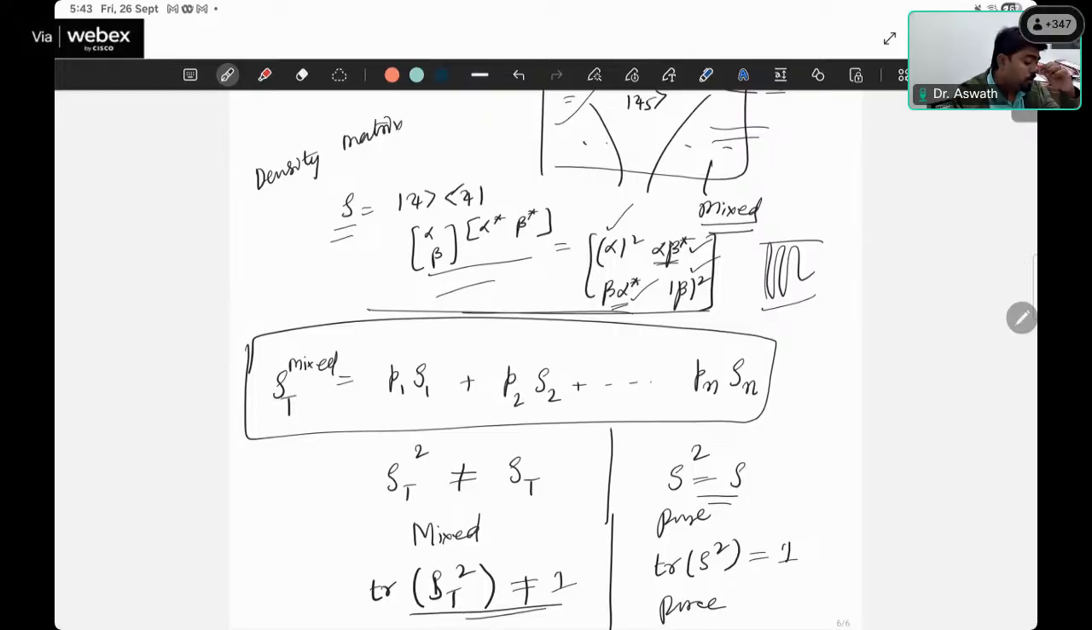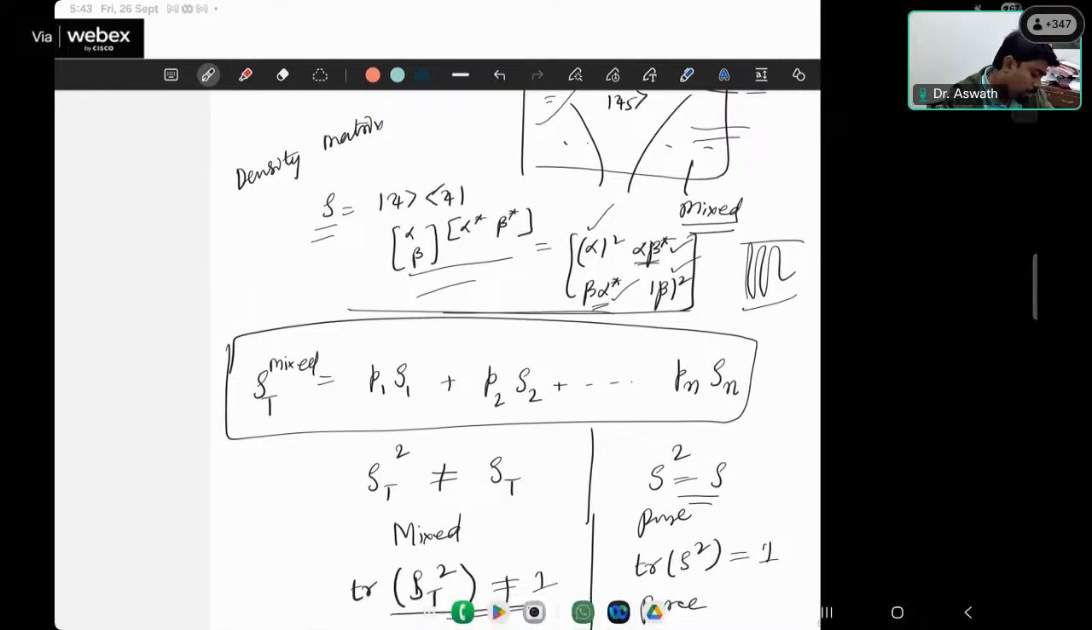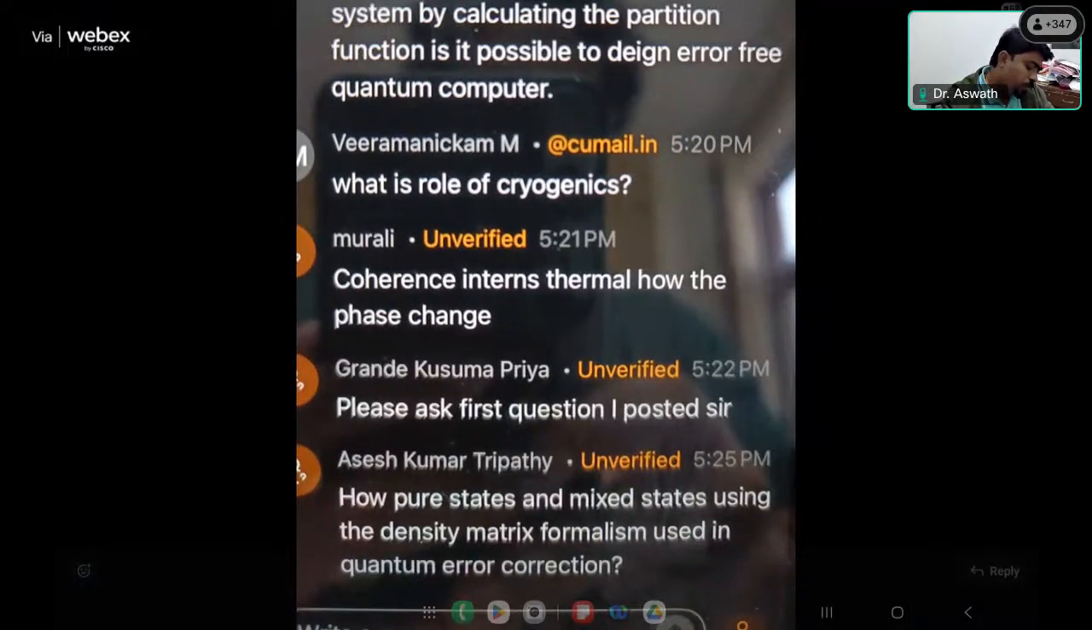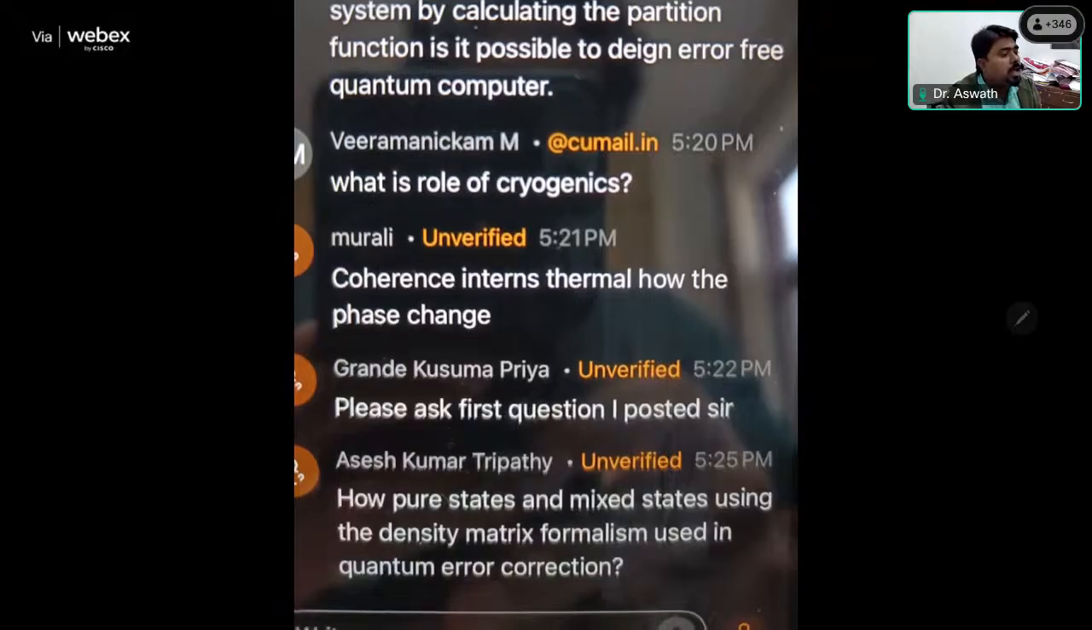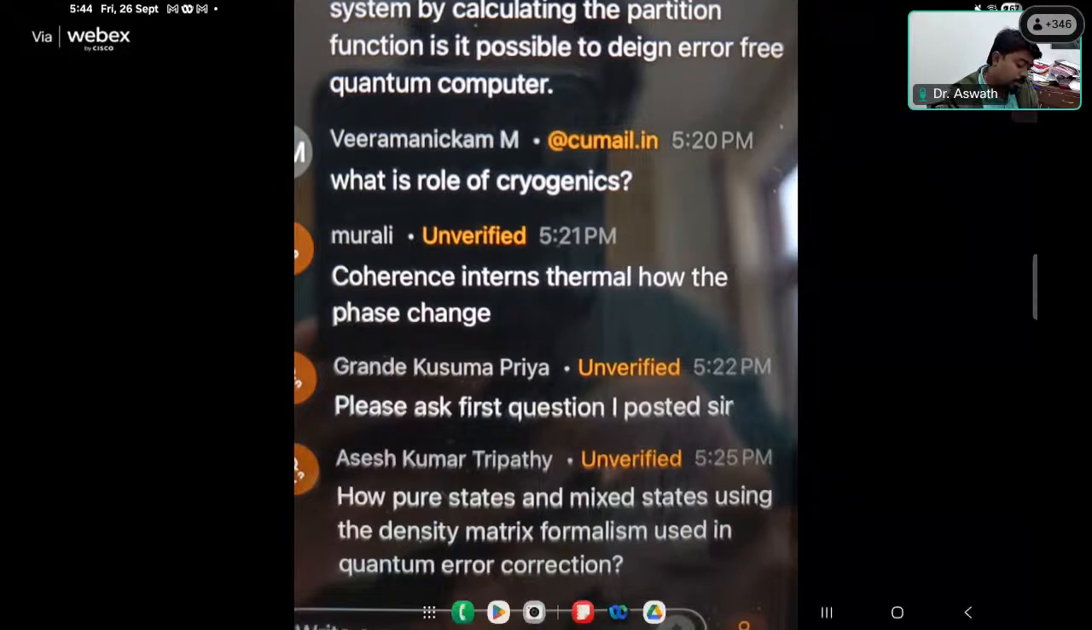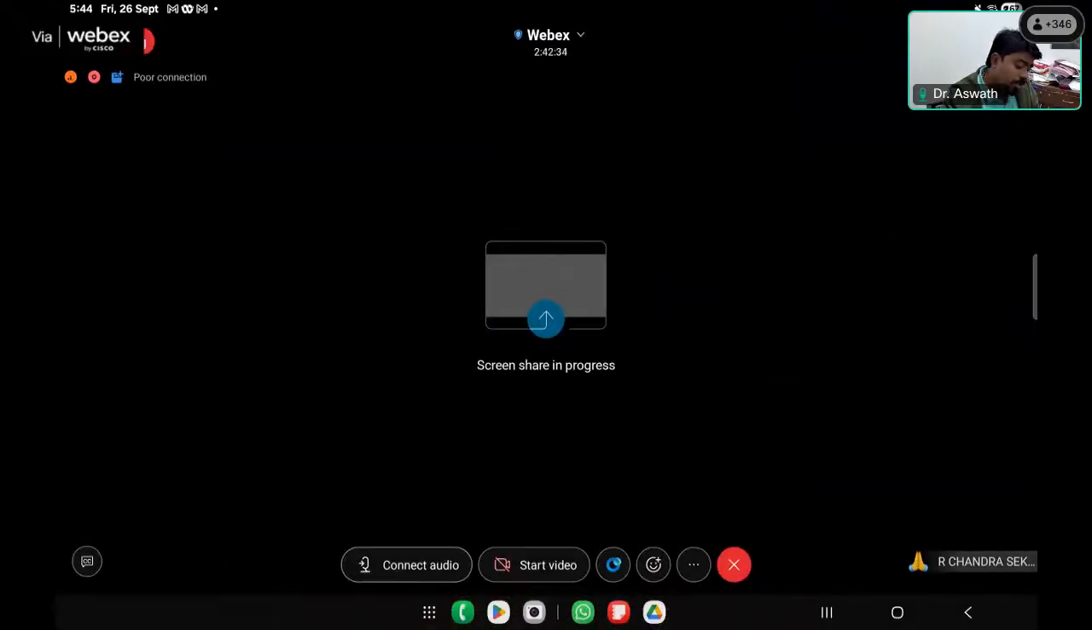Okay, so coming back to your question, what was the question? Let me see the question. How are pure states and mixed states using density matrix formalism used in quantum error correction? In quantum error correction, we ask where exactly the error is occurring, whether at the first qubit, the second qubit or the third qubit. Accordingly, we come up with the error diagnosis and error correction.